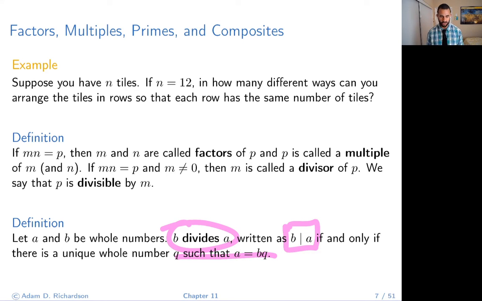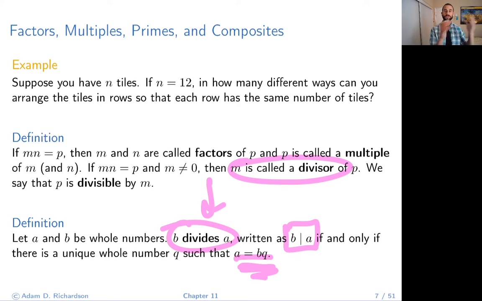Let me say it again here. I like to say things in my own words. I think it makes it clearer for me. We say that b divides a if a is equal to b times q. That's what it means. But what does this mean right here? Well, this means that b is a divisor of a, and q is a divisor of a. And this is the relationship. We say that b divides a if we can write a as a multiple of b. That's what we're trying to say.